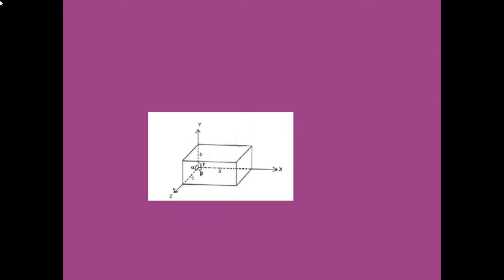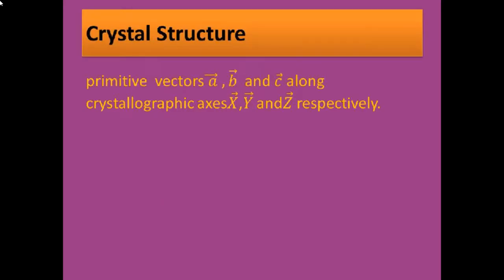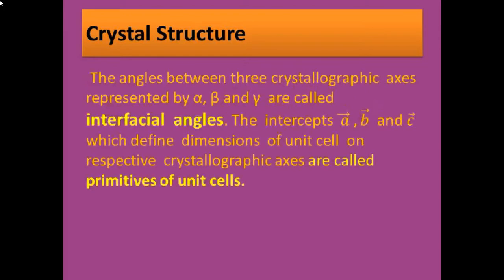The three primitives A, B and C, and the three angles alpha, beta and gamma together are known as lattice parameters. Very important, these are called lattice parameters. Lattice parameters define the shape and size of a unit cell. The primitive vectors A bar, B bar and C bar lie along the crystallographic axes X bar, Y bar and Z bar respectively. The angles between the three crystallographic axes, represented by alpha, beta and gamma, are called interfacial angles. Very important, this word interfacial angles, they can ask in the blanks based on this line.